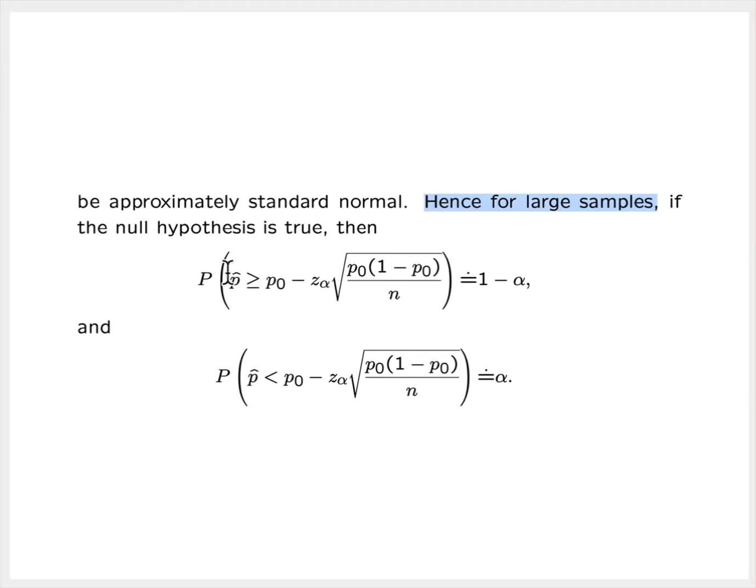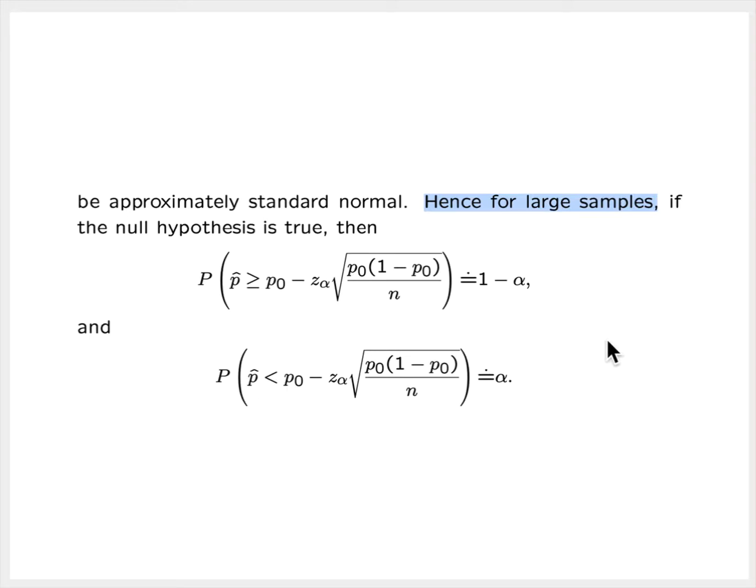All right, and so if the null hypothesis is true, then this probability is going to be approximately 1 minus alpha. By the complement rule, then, we're still under the condition that the null hypothesis is true.